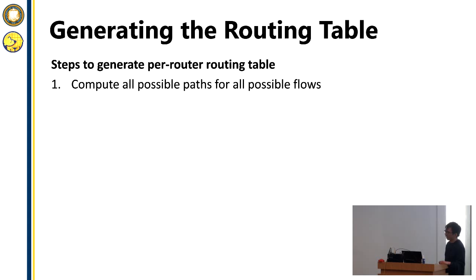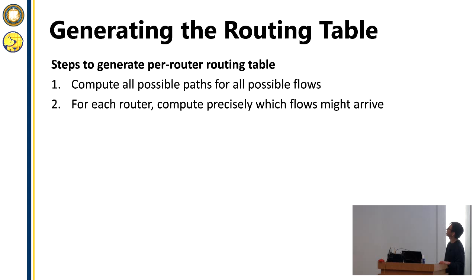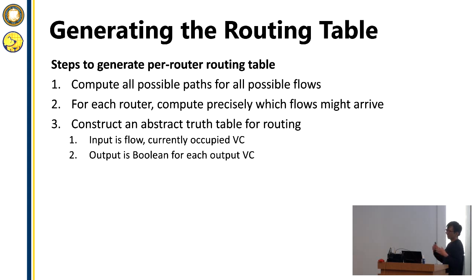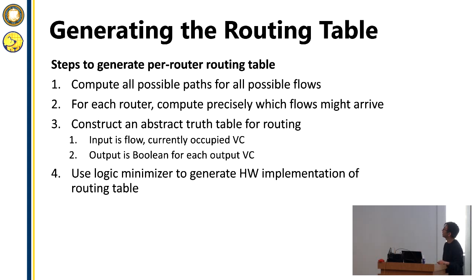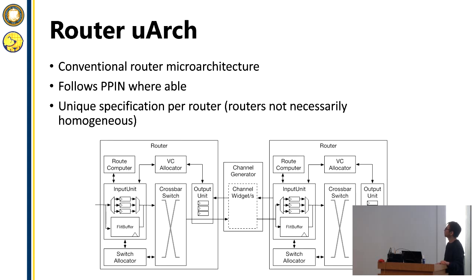Right, so to generate the routing table in each router, we basically compute all possible paths for all possible flows through the network. And for each router, we compute, at the Scala level, precisely which packets might arrive there. Then we can construct this abstract truth table that maps the packet or flow identifier to a mask essentially describing the output virtual channels that the packet can allocate next. And then this gets fed into the Chisel QMC algorithm to generate a minimal hardware implementation of the routing table.